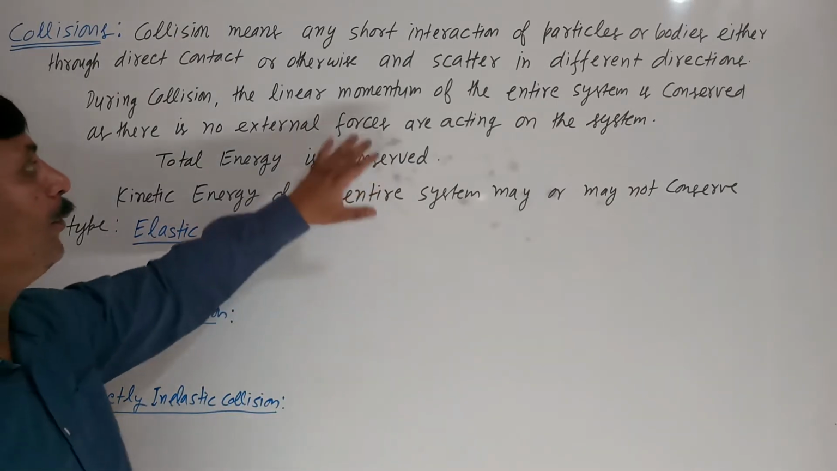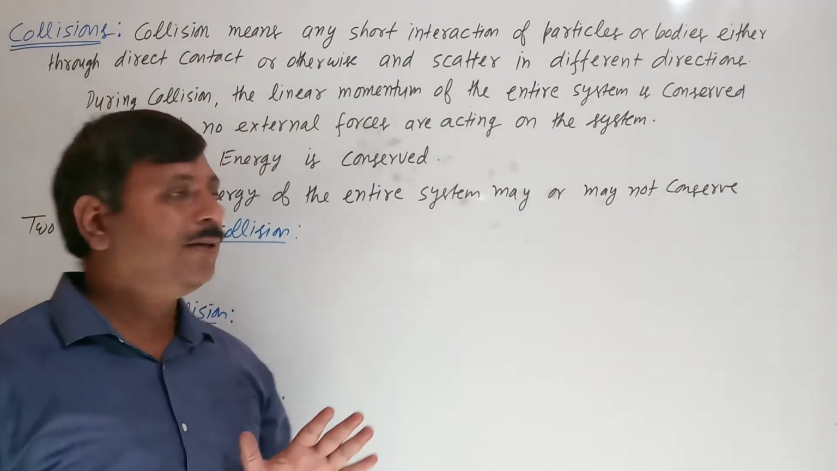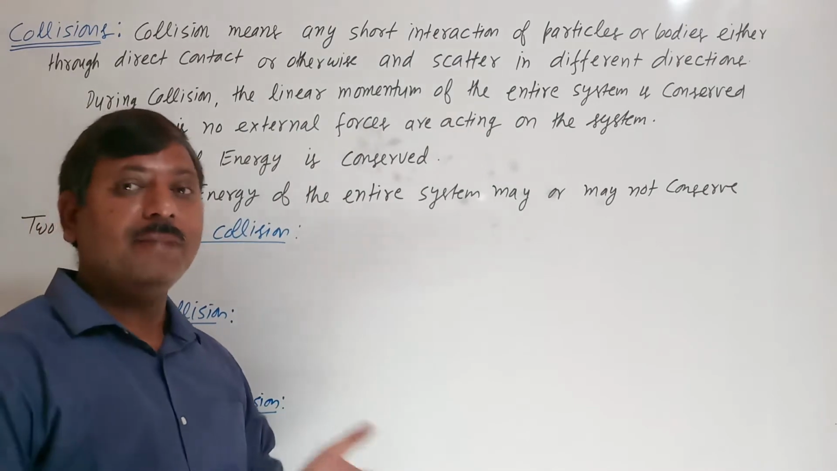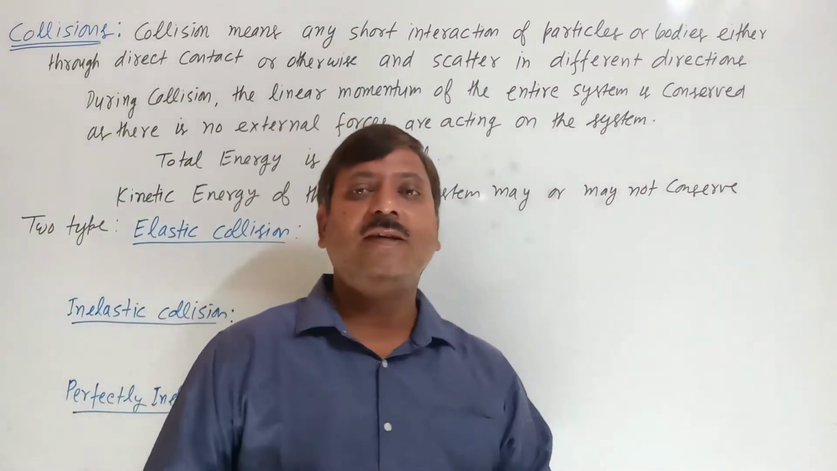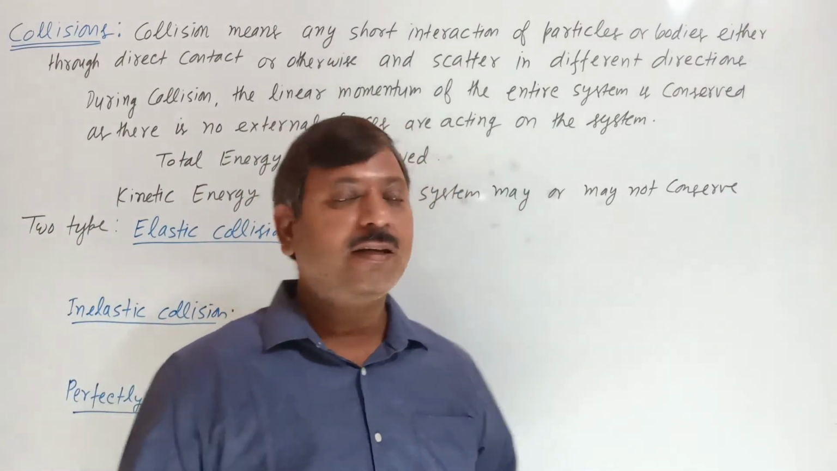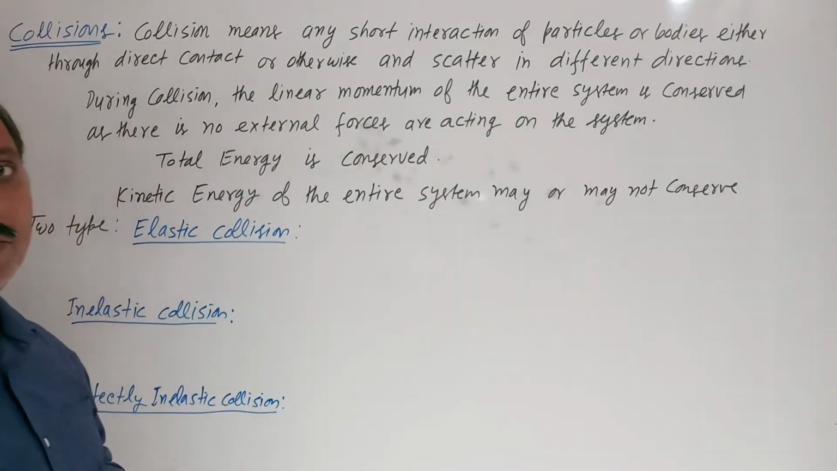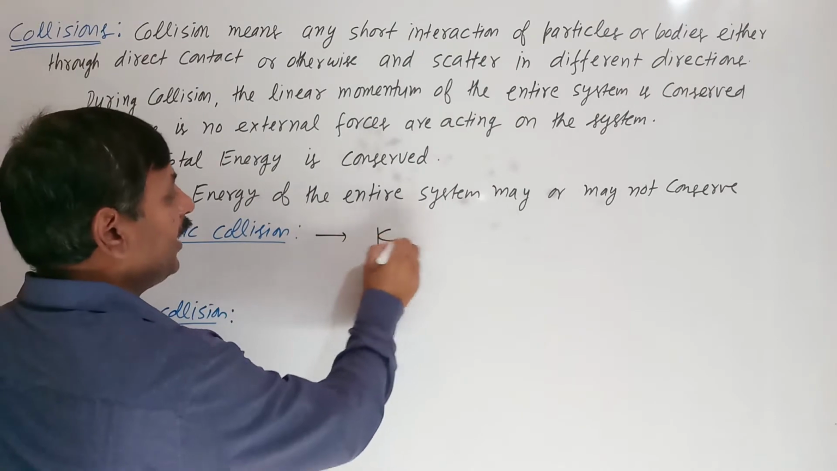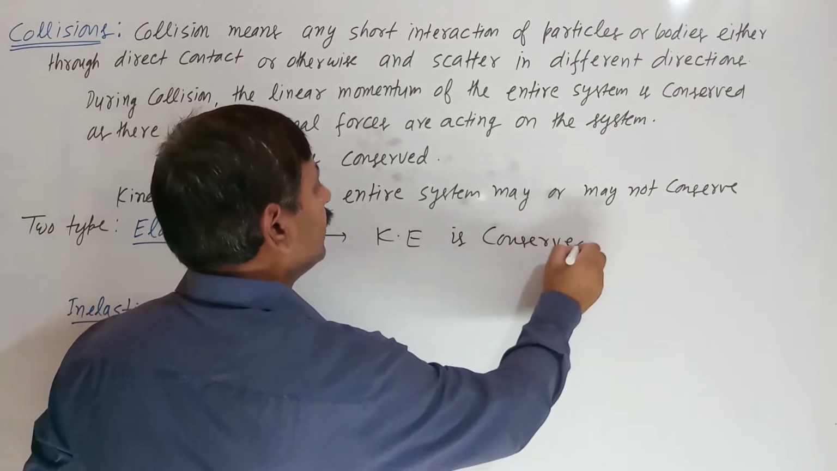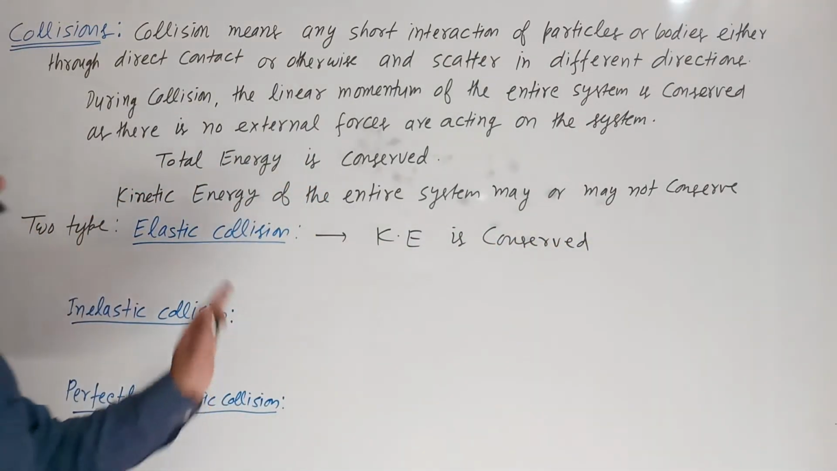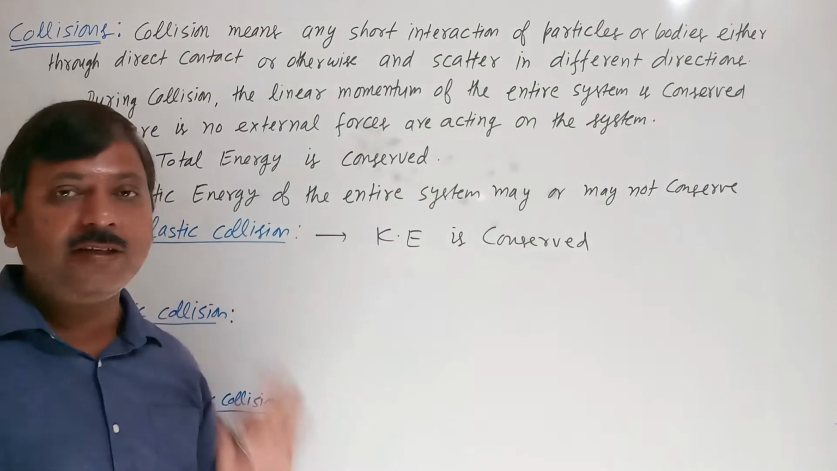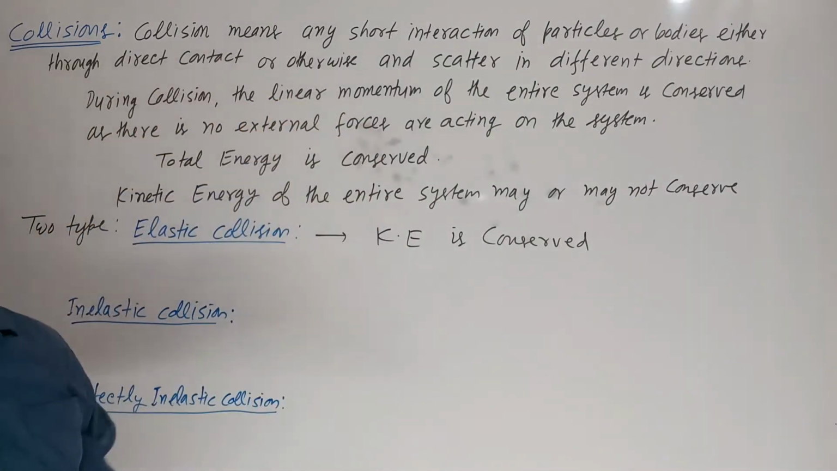To recap what I have told you, total linear momentum is always conserved, total energy is conserved, but kinetic energy may or may not be conserved. During the interaction, maybe kinetic energy is converted into heat energy, so there is loss of kinetic energy. So when elastic collision is there, what happens? Kinetic energy is conserved. If kinetic energy is conserved, that type of collision is elastic collision. So what is elastic collision? The collision in which kinetic energy is conserved, and we know linear momentum is also conserved.